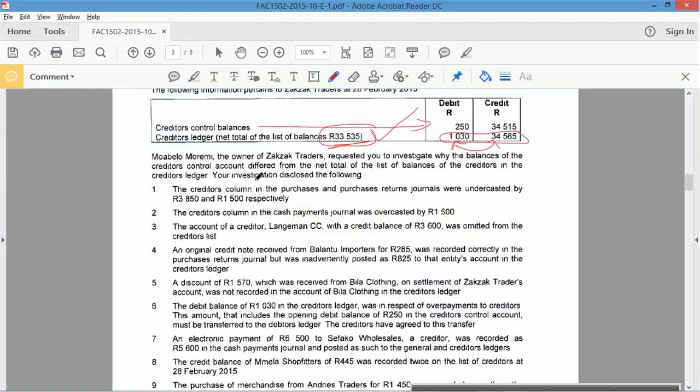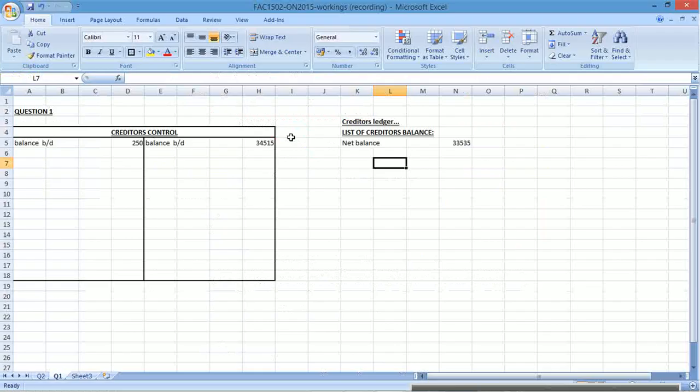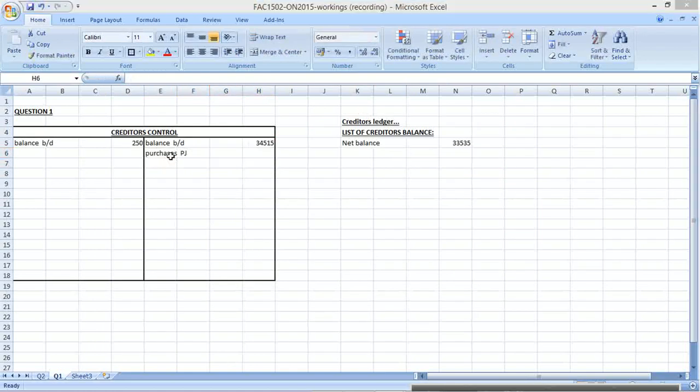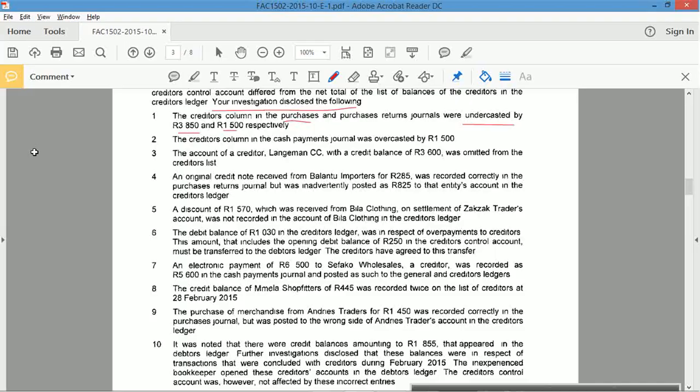Then the owner requests that you investigate the balances in the control account because they don't match. Your investigation finds the following. The creditors column in the purchases and purchase returns journals were undercast by this and that. Undercast meaning too low. So if it's too low, your purchases need to go up by 3,850, and your returns need to go up by 1,500. Okay, that's that one complete.